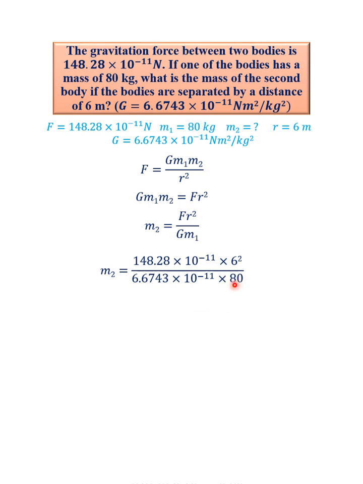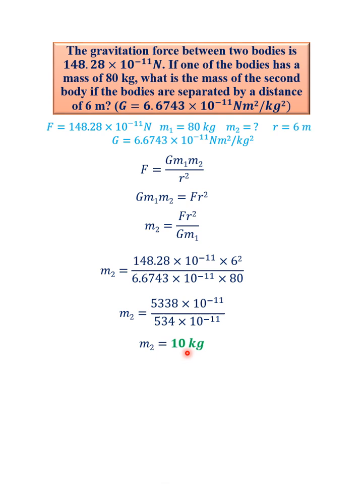At this point, we now have to use our calculators. The numerator, if you put this value into your calculator, it gives you 5338 times 10 raised to power minus 11. If you put the denominator into the calculator, it gives you 534 times 10 raised to power minus 11. 10 to the power of minus 11 will cancel out 10 to the power of minus 11. You just have to do 5338 divided by 534, and that approximately gives you 10 kg. It means the mass of the second body is 10 kg.